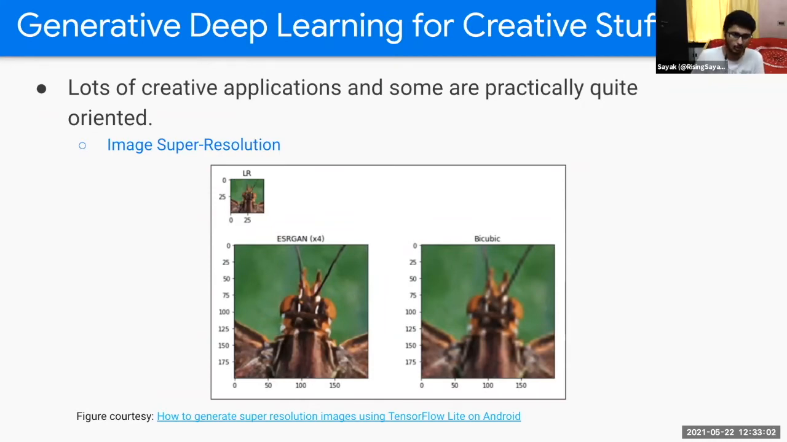So on the lower left hand side, we are able to see the output of a generative adversarial network that has upscaled the low resolution image, which is quite close to the original image. And on the lower right hand side, we can see the naive bicubic resizing, which is not anywhere near the quality of the output generated by the ESRGAN, right? So this is the kind of promise that comes with image super resolution models of the modern day.